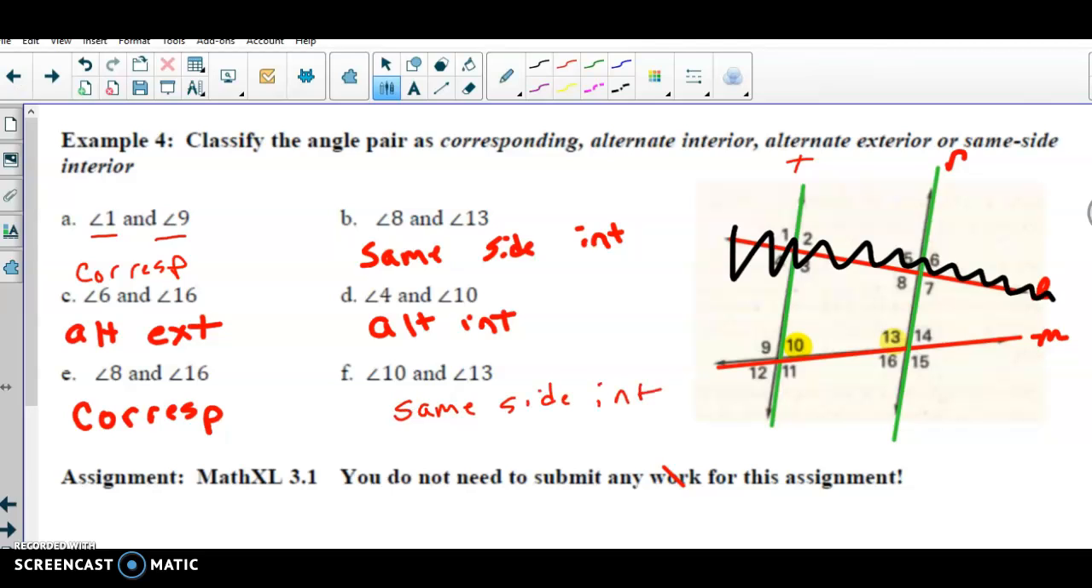All right, you can get started on your Math Excel assignment, and this one is just pretty much answer them. You do not need to submit any work in Canvas. Just do the work on Math Excel.